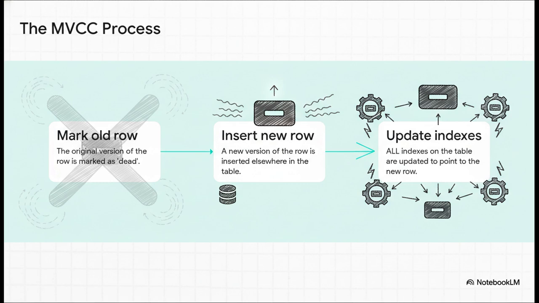When you update a row, Postgres doesn't overwrite anything. Instead, it does this three-step dance. First, it just marks the original row as dead. It's not gone, it's just kind of hidden from new transactions. Second, it inserts a completely new version of that row somewhere else in your table. And third, and this is the absolute kicker, it has to update every single index on that table to point to the new row's physical location.